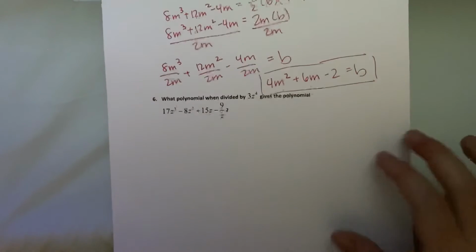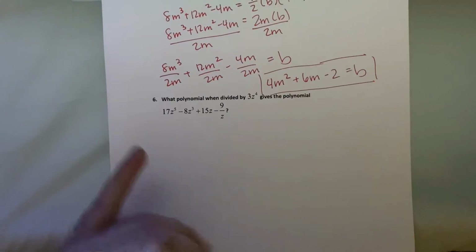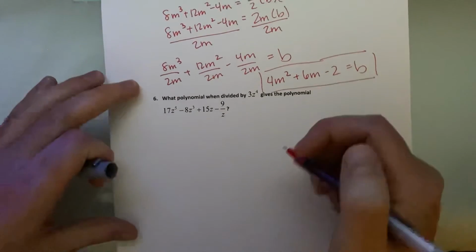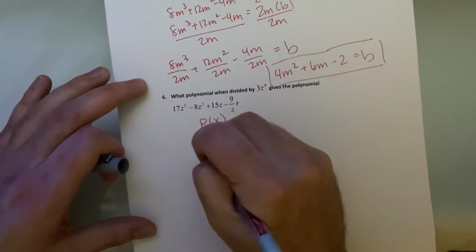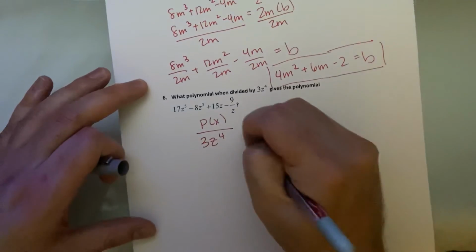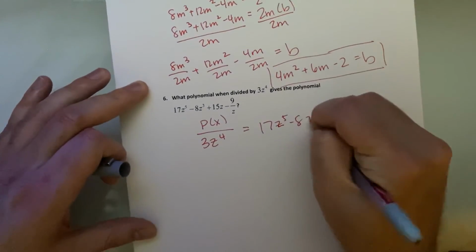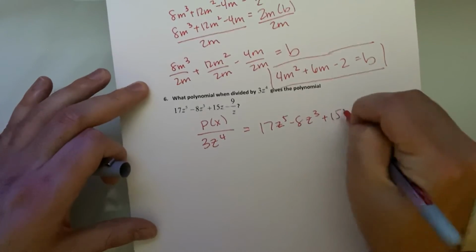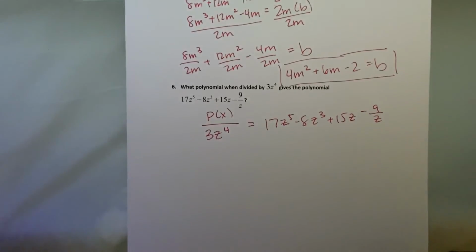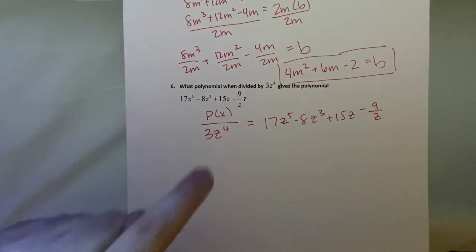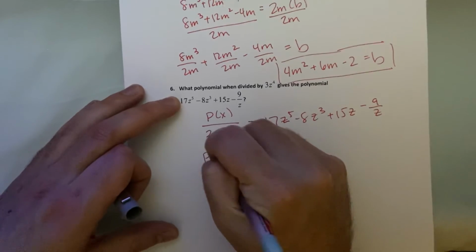Another question, what polynomial, when divided by 3z to the 4th, gives the polynomial below? So we have some polynomial, which we'll call p of x. When it's divided by 3z to the 4th, we get 17z to the 5th minus 8z cubed plus 15z minus 9 over z. How do I find what this polynomial is? To get it by itself, I actually have to multiply 3z to the 4th to the other side.